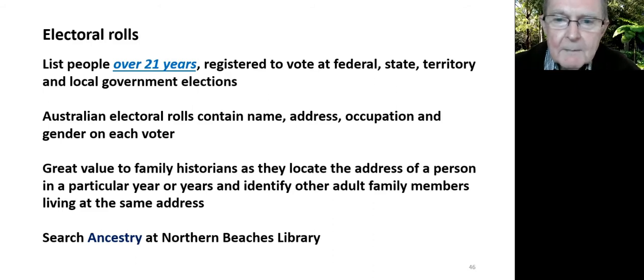They contain names, address, occupation, and gender of each voter. They are of greater value to family historians, however, and they record the particular year or years and identify other adult family members living at the same address. Records are available through Ancestry, through Northern Beaches Library.